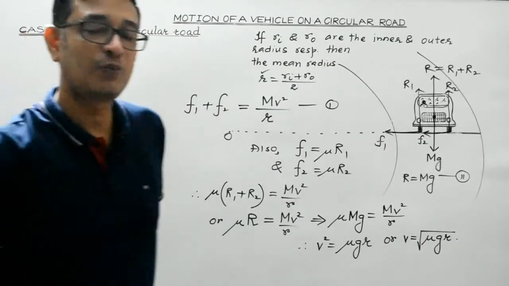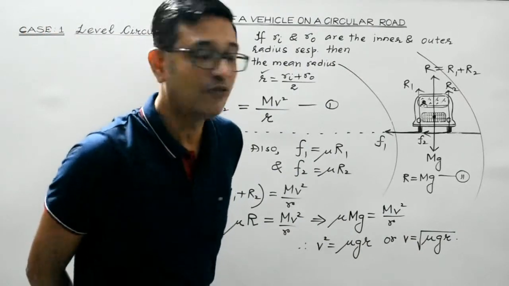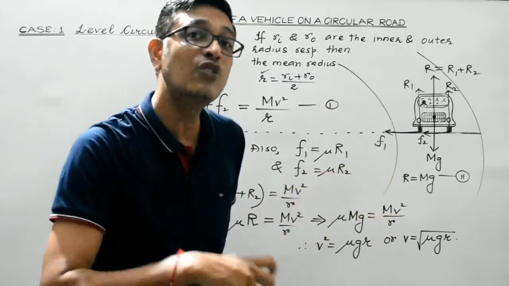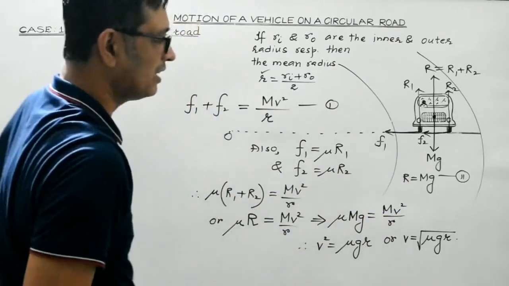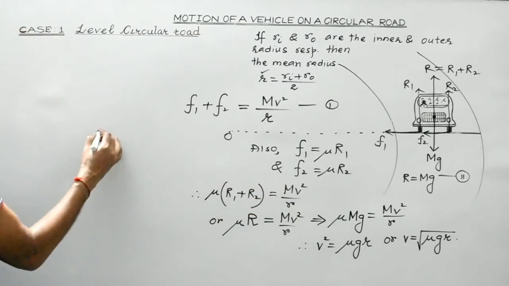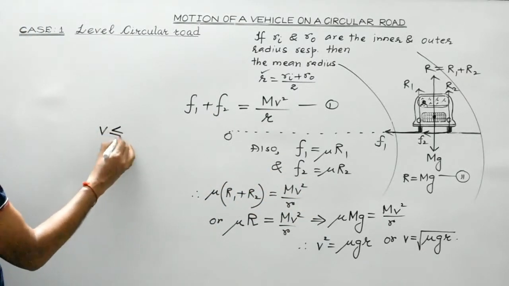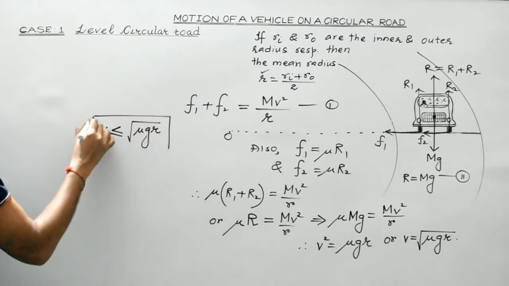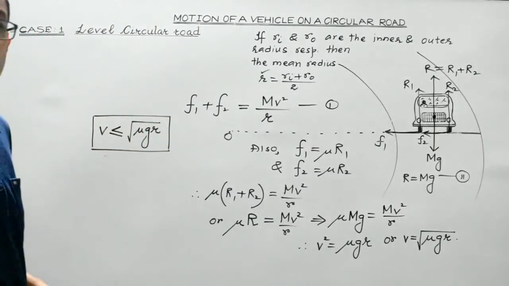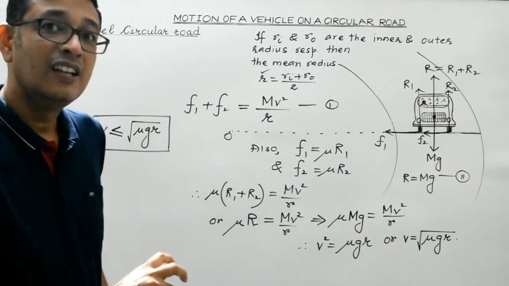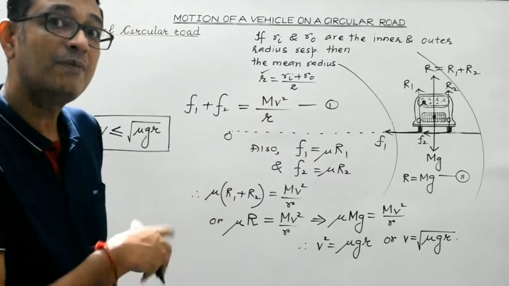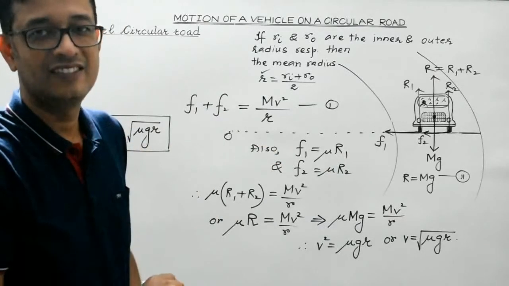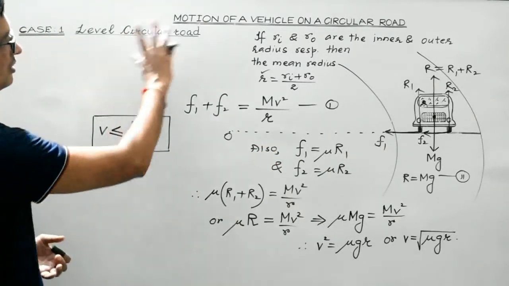Right? So this is the expression for the maximum velocity which this vehicle can possess so as to execute the circular turn on a level road without skidding. So mathematically, it is more appropriate to write the result by using inequality. v should be less than or equal to square root of mu gr. So this is the proper mathematical representation of the fact that this velocity is the maximum velocity which this vehicle can possess so as to enable it to execute circular turn without skidding. Right? So this is case 1.